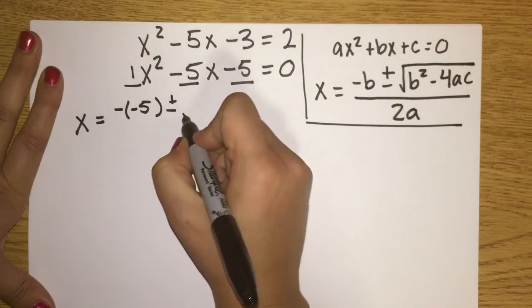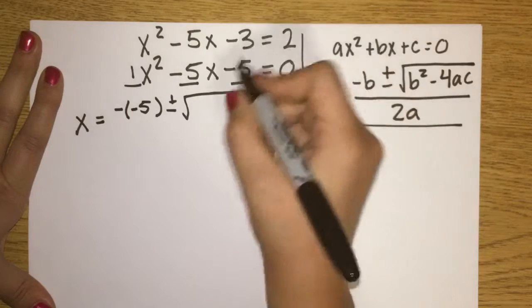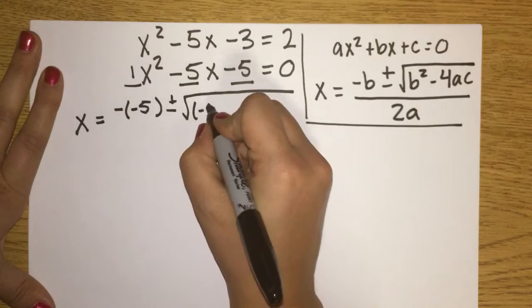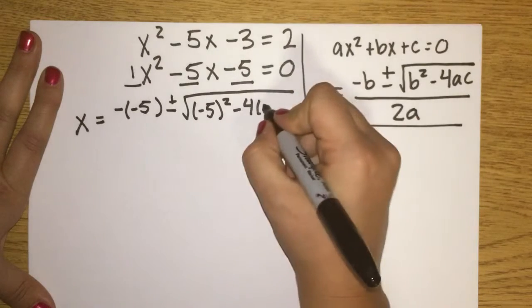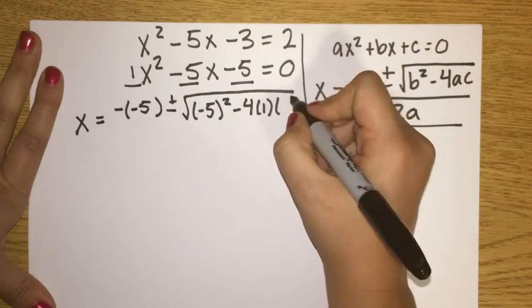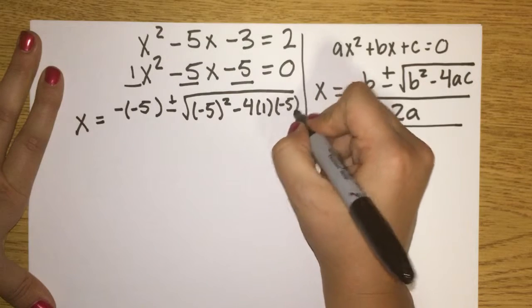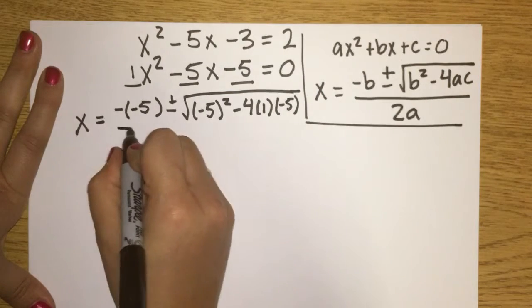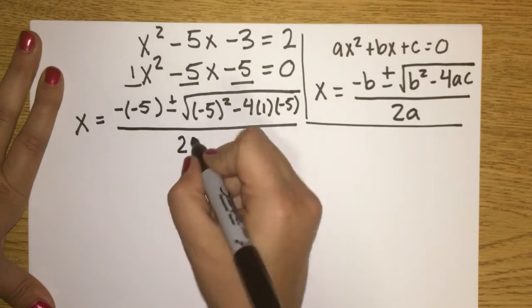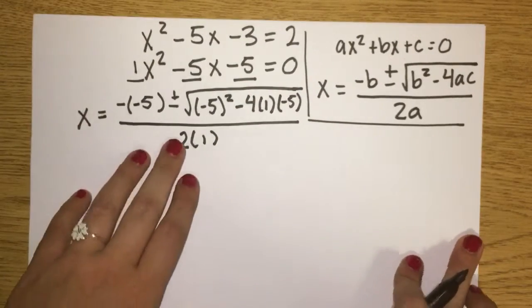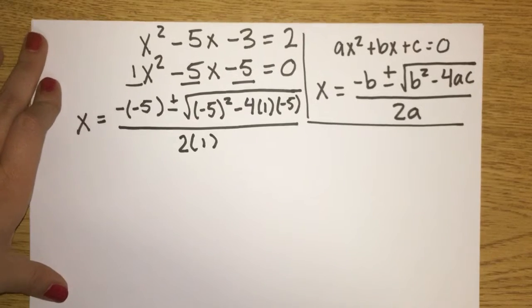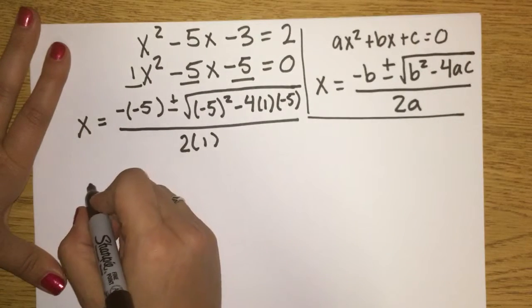So we will take our quadratic equation, and we'll say x equals negative b plus or minus radical b squared minus 4 times a times c. And then we're going to put that all over 2 times a. So since we now have this, we first want to simplify it.